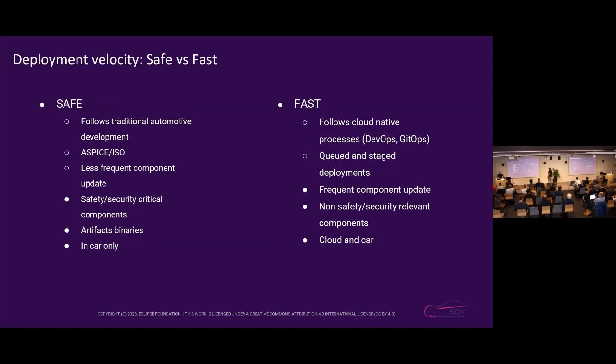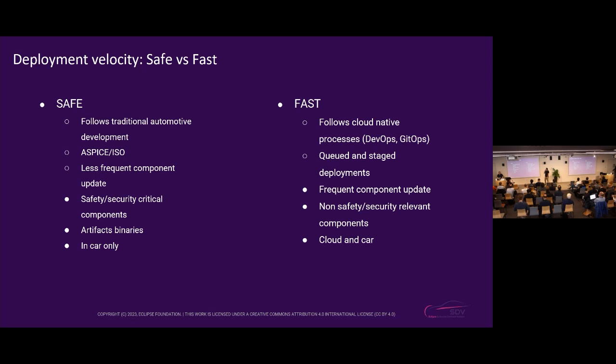The first one is the safe deployment, right? As I mentioned, it follows traditional automotive development and deployment practices like ASPICE, ISO 26262, whatever you have there, right? It's less frequent component updates, it's safety and security critical components, artifacts or binaries, and it's in-car only.